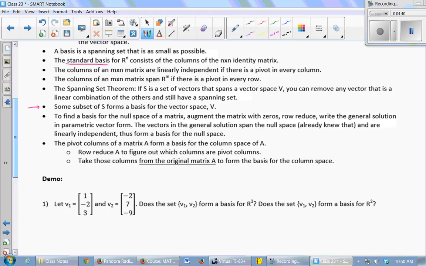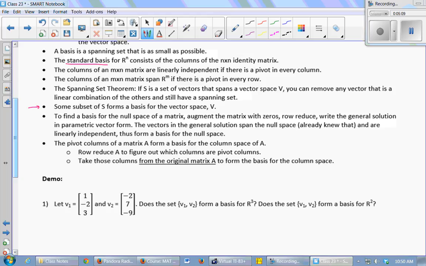Okay, so to find a basis for the null space of a matrix, we already know how to find a spanning set for the null space. That's what we did last class. We augment it with zeros, row reduce, put it in parametric vector form, and then those vectors that come out in parametric vector form, they form a spanning set. They also are always linearly independent. So you can just do the exact same procedure we learned last class, and you'll end up with a basis.